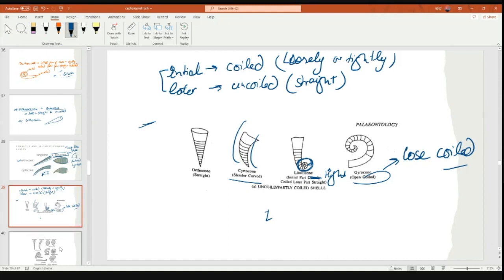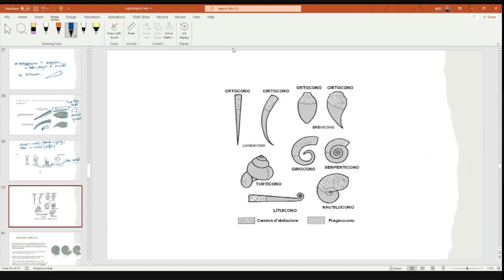So let's move. These are some basic things. Again, the same figure, you just have to see. Okay, lituticone, the initial part is coiled and the later part straight, and torticone, which is plane spiral, generally along the plane. Gyrocone is loose coiled, and this one is the serpenticone, which is quite tight, the walls are touching each other. Okay, and these are the orthocone.